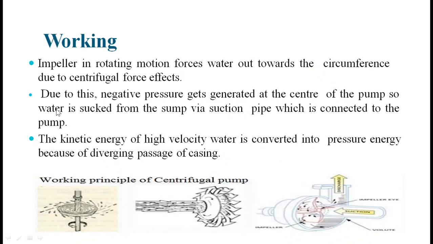Now the working. The impeller in rotating motion forces water outward to the circumference due to centrifugal force. Due to this, negative pressure is generated at the center of the pump, so that water is sucked from the sump via the suction pipe, which is connected to the pump. The kinetic energy of the high velocity water is converted into pressure energy because of the diverging passage of the casing, and in this way the water is lifted from a lower height to a higher height.